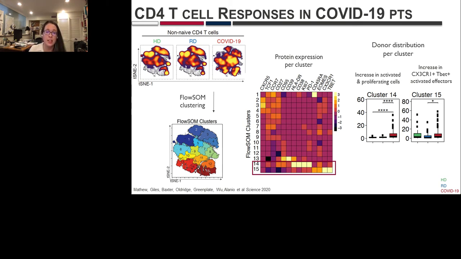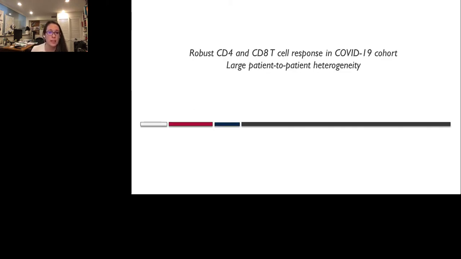Instead of being decreased in our COVID-19 patients, like we saw in the CD8 T cells, here in the CD4 lineage, they're actually increased. So taken together, we can summarize that we have a robust CD4 and CD8 T cell response in our COVID-19 cohort, but we did see quite a bit of patient-to-patient heterogeneity in terms of the magnitude of the response. So what about the B cells?